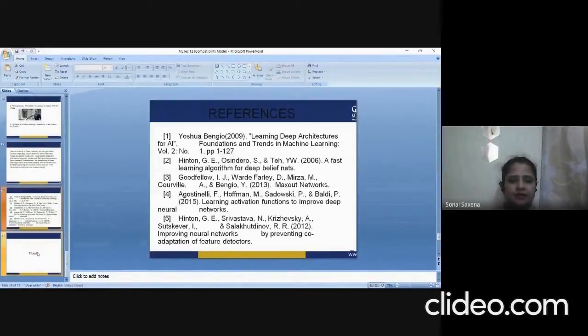These are the references that I have taken. I have even taken the reference from Wikipedia as well. The history part has been taken up from Wikipedia, and some of the interpretation part has been taken up from Wikipedia. So you can go through these references to know more about deep learning networks.